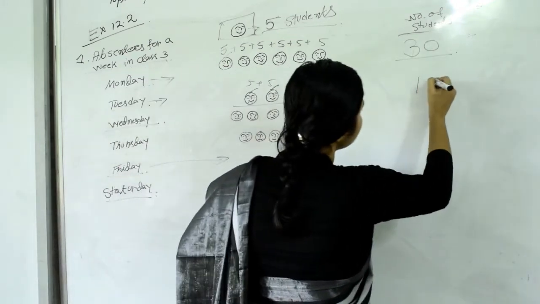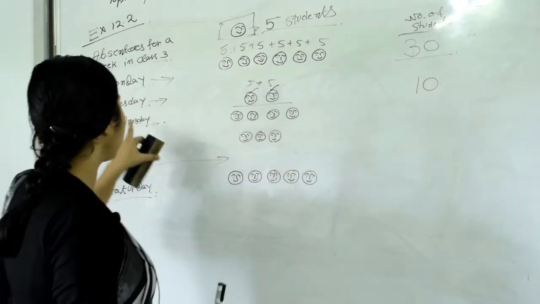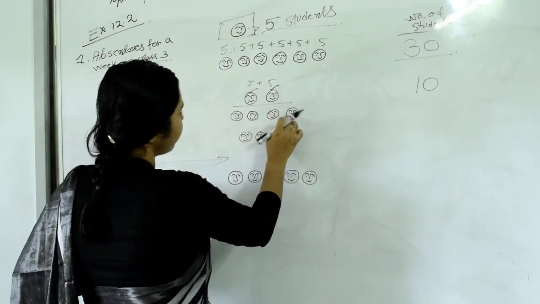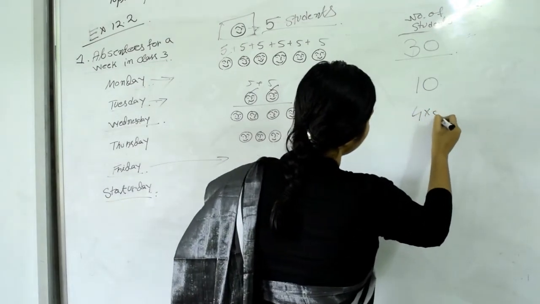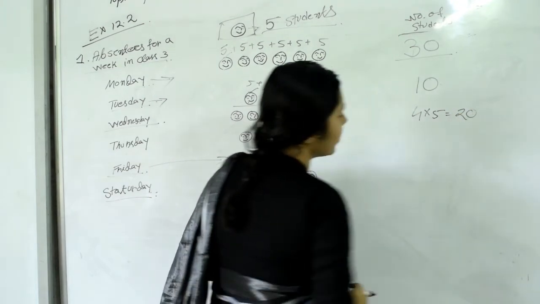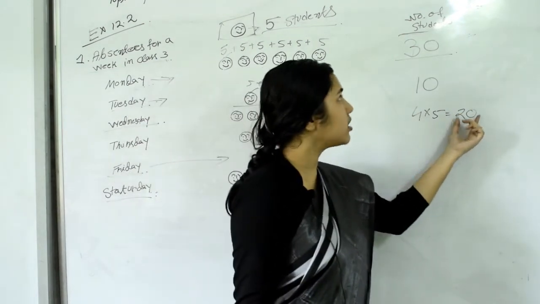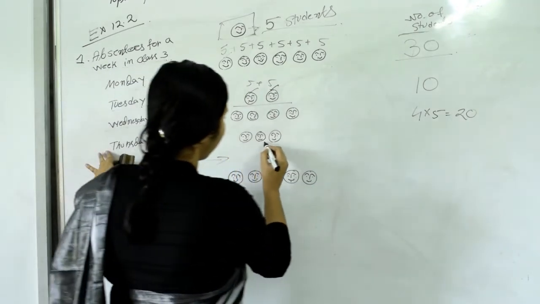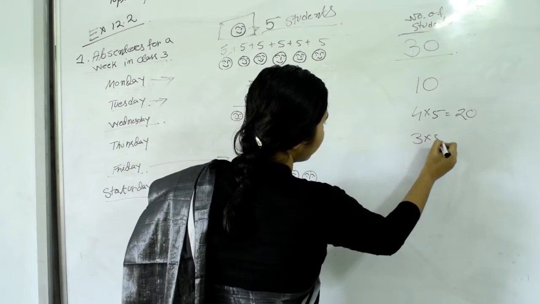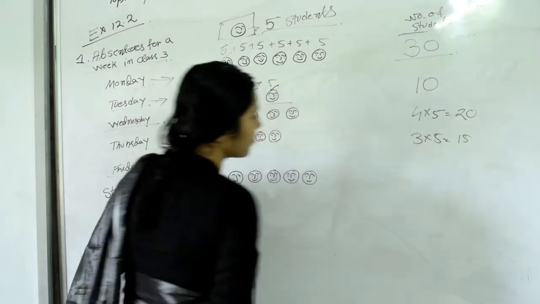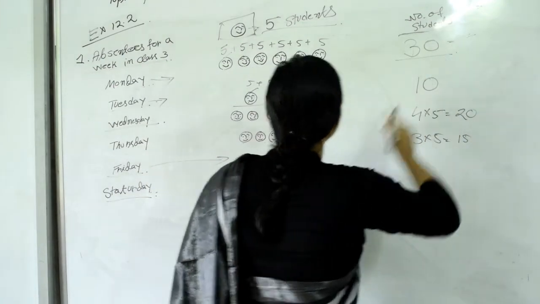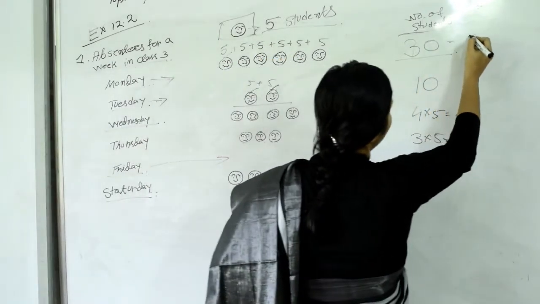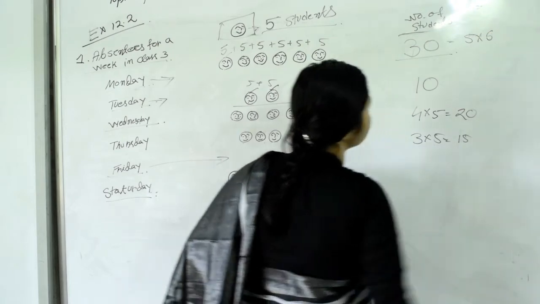Next here 5 plus 5, which means 10 students are absent on Tuesday. For the next one 1, 2, 3, 4. So 4 into 5 is 20, which means 20 students are absent on Wednesday. Again 1, 2, 3. So 3 into 5 is 15. We can also write this 30 as 1, 2, 3, 4, 5, 6.